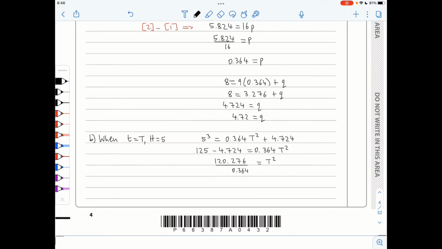And then I will take the square root to find the value of T. I'm not going to bother with the negative square root because T is time, and therefore there is no negative value for capital T. And it turns out that T is 18.2 years.